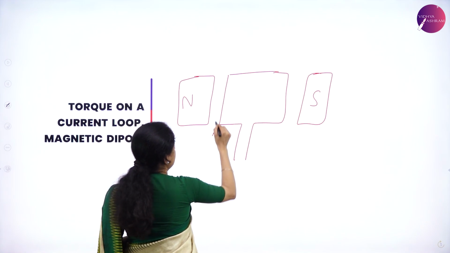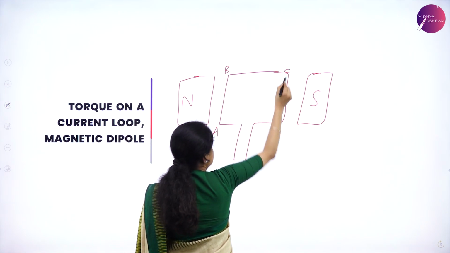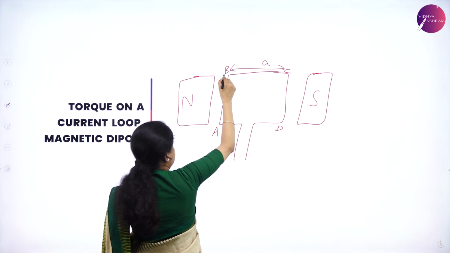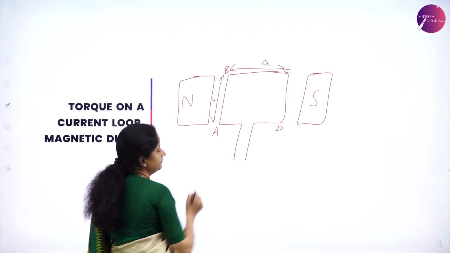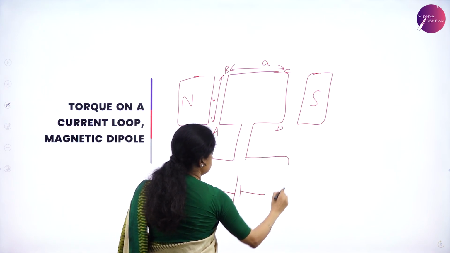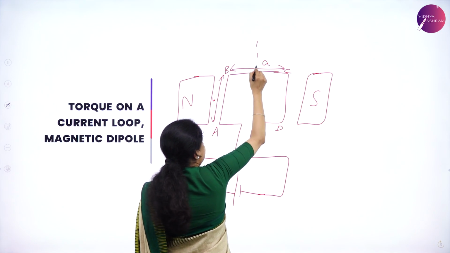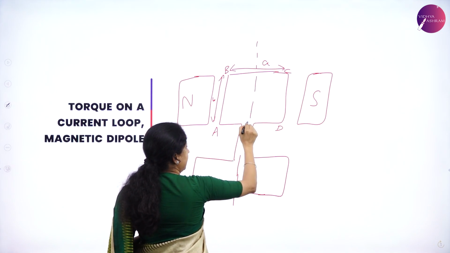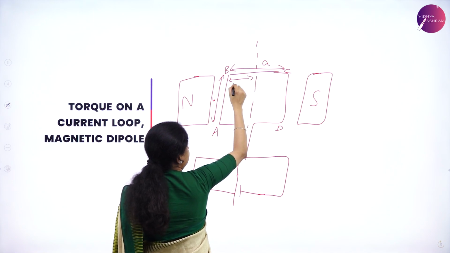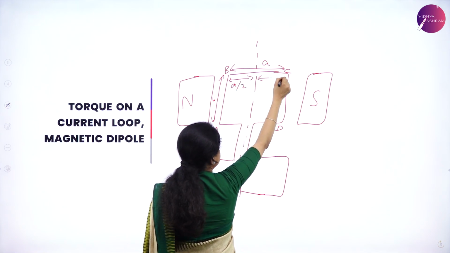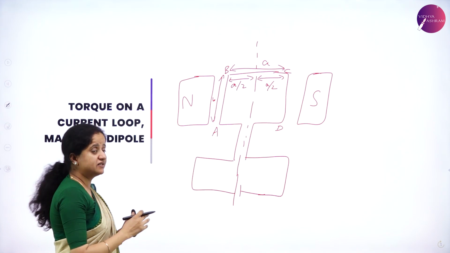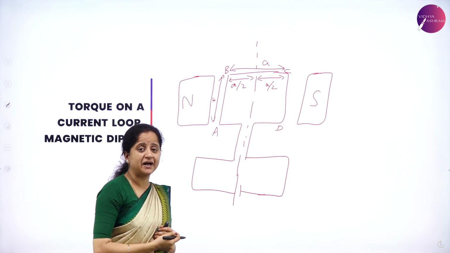So I'll consider a rectangular loop A, B, C and D. I'll take this side as A and here it is B. Now this coil is connected to a source. If I divide this length of A into two equal parts, my distance here till midpoint is A by 2 and here it is A by 2. So this is a rectangular loop which is placed in uniform magnetic field.